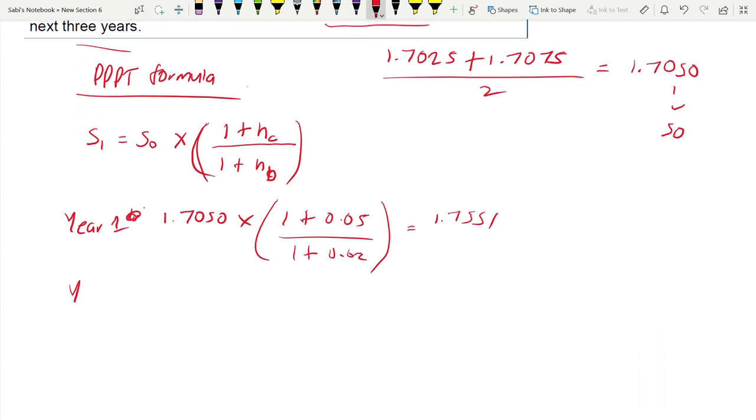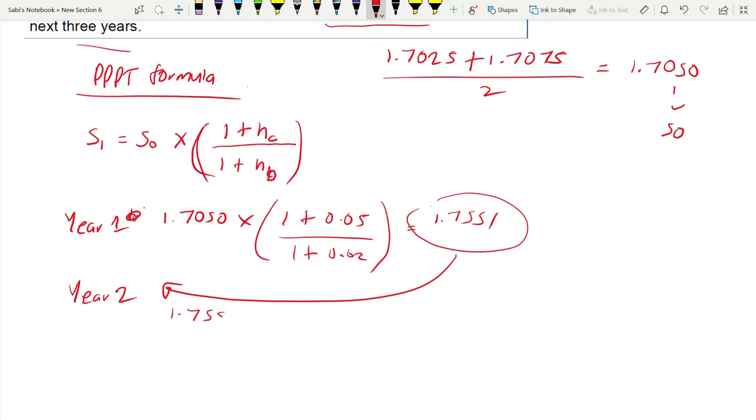Then we'll go to year 2. When you do year 2, you have to use this rate and bring it here. The cycle keeps on going. So it will be 1.7551. Again, inflation will be of US, which is 3%. And for UK, it is 4%. That gives 1.7382.